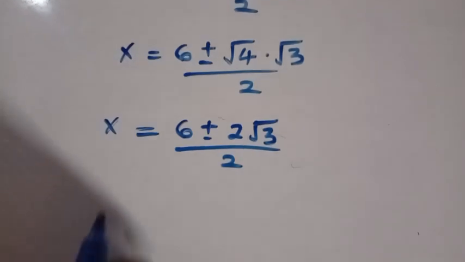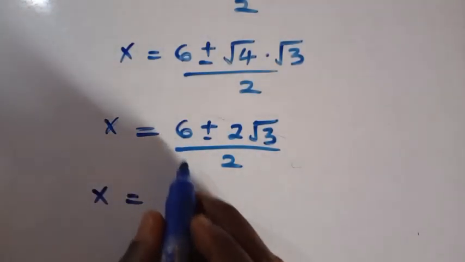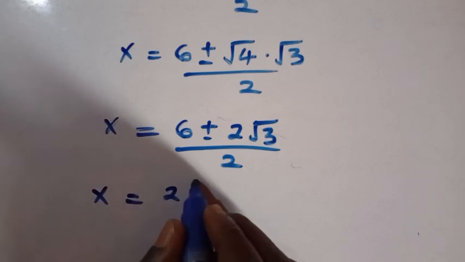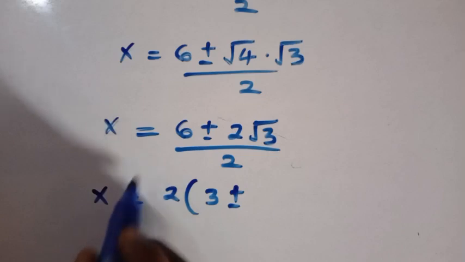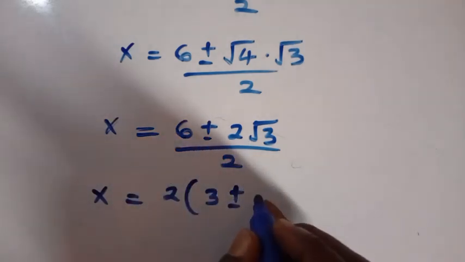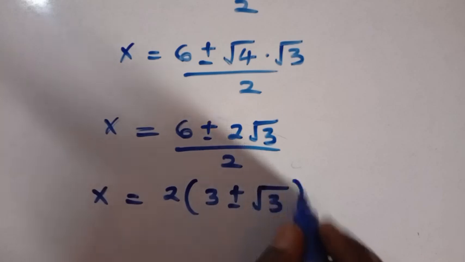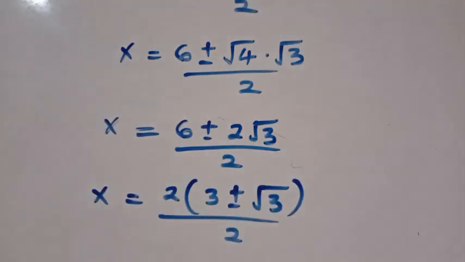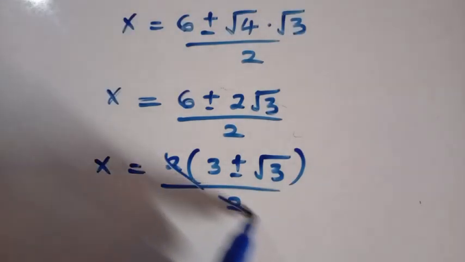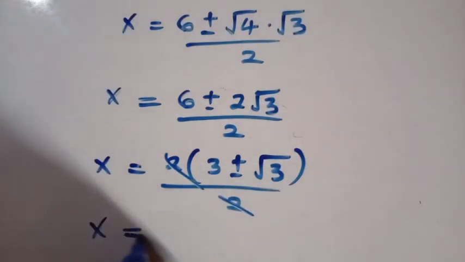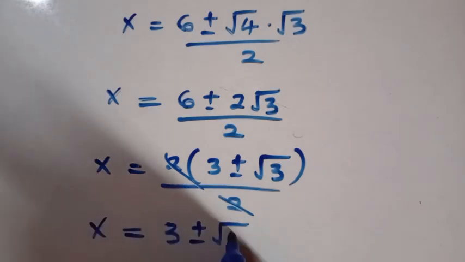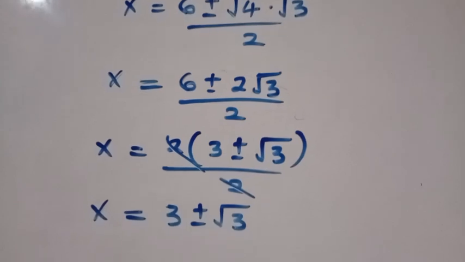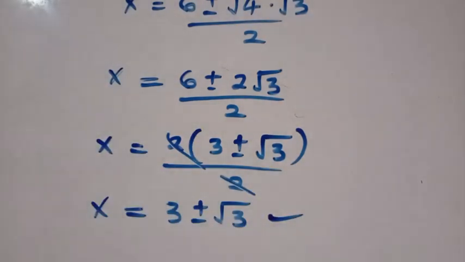And the next step, from here we can factor out 2, and we take out 2 here, we divide this 6 by 2, we have 3 plus or minus, and also this one we are going to have as root 3 divided by 2. So when 2 cancels 2, we have x equals 3 plus or minus root 3. And this is the answer for x.